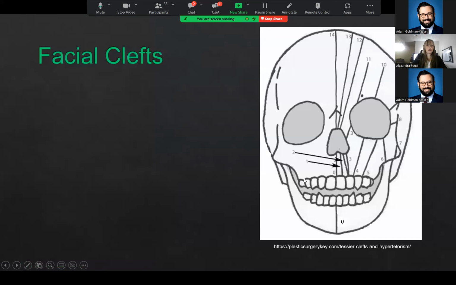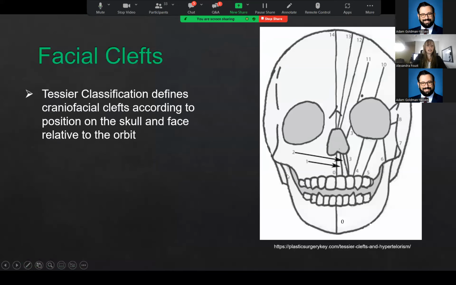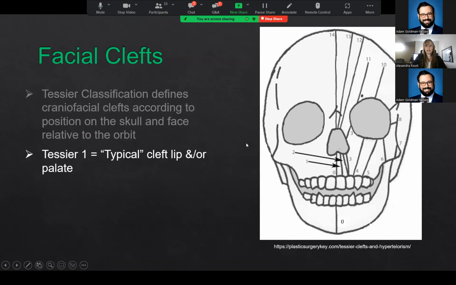Okay, and then briefly, let's talk about facial clefts. This is a really complex topic and they're incredibly rare, so we're not going to go too crazy, but there's a system called the Tessier system, which is numeric, and it's used to define facial clefts, 0 to 14, using the orbit as your landmark. You'll see 0 is right at the midline, below the nose, then 1, 2, 3, 4. You work your way out and then up and around into the forehead. The typical cleft, when you think of cleft lip and palate, is this Tessier 1.